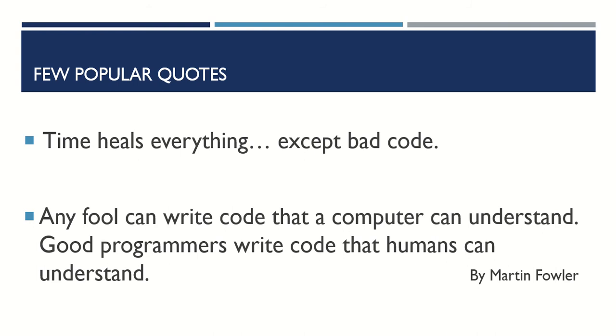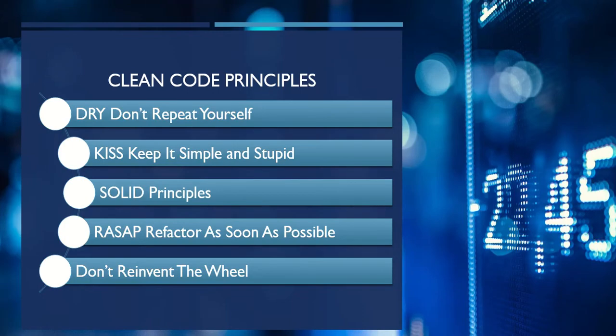There are a few popular quotes like this. The first one: time heals everything except bad code. The second one, by the famous Martin Fowler: any fool can write code that a computer can understand, but a few good programmers write code that humans can understand. So try to write code which a human can understand. Don't write for the computer, write for your colleagues. Just read this second line again. This makes a lot of sense.